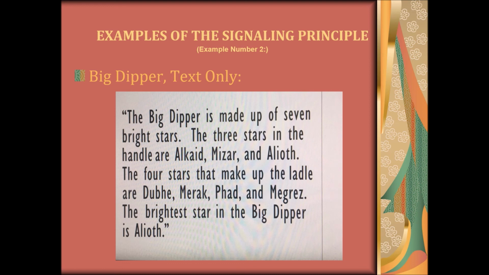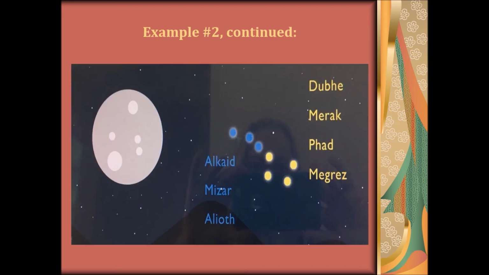Here is my second example. In studying the signaling principle from sources other than the book chapters assigned, I ran across this video, which is a good example of the signaling principle. It gives strictly the boring text version of the stars in the Big Dipper, and then the much improved version using text, graphics, and color.